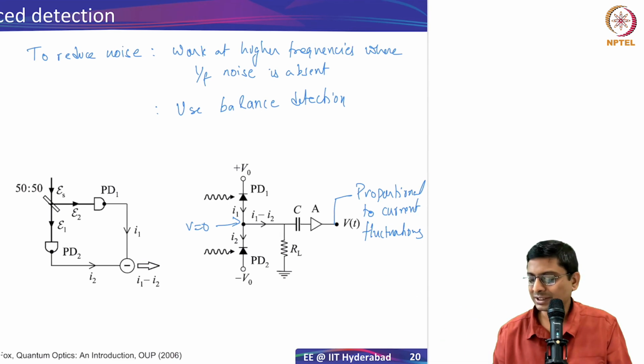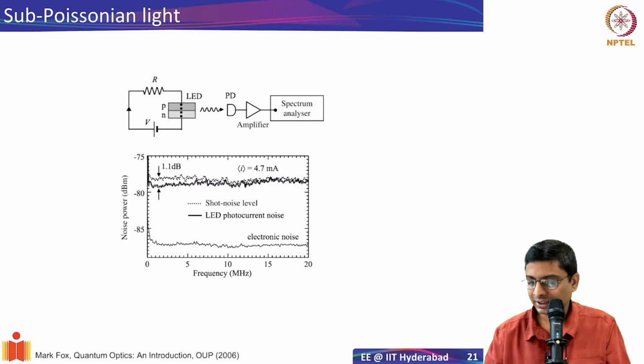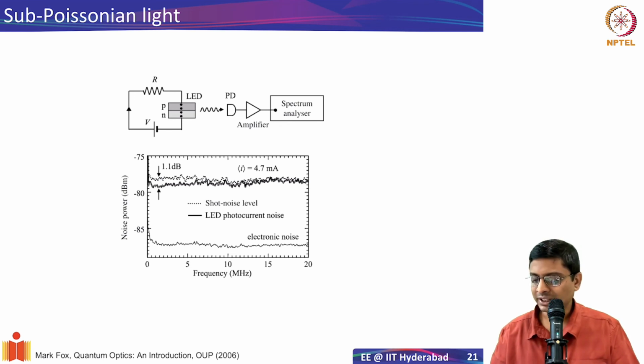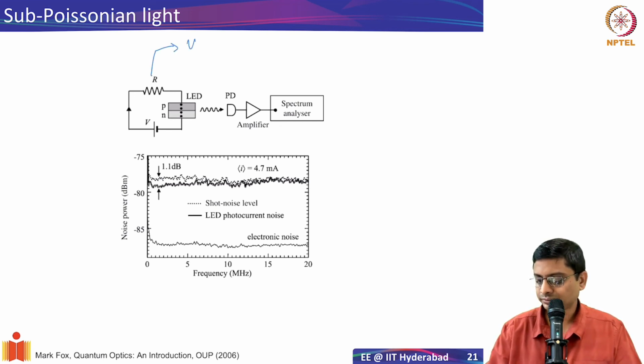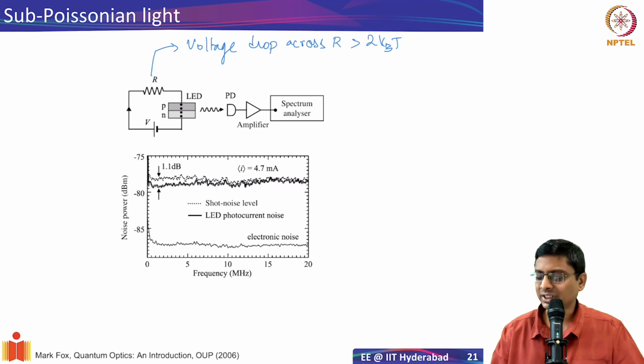Okay. So one of the experiments that was done: in this case, they have taken a battery and then you excite an LED, which is a high efficiency LED here, through a resistor. The resistor is simply there to control the current that flows through the circuit and the amount of photons that are generated. And we ensure that the voltage drop across R is greater than 2 kBT. This condition is necessary to make sure the shot noise is greater than thermal noise.